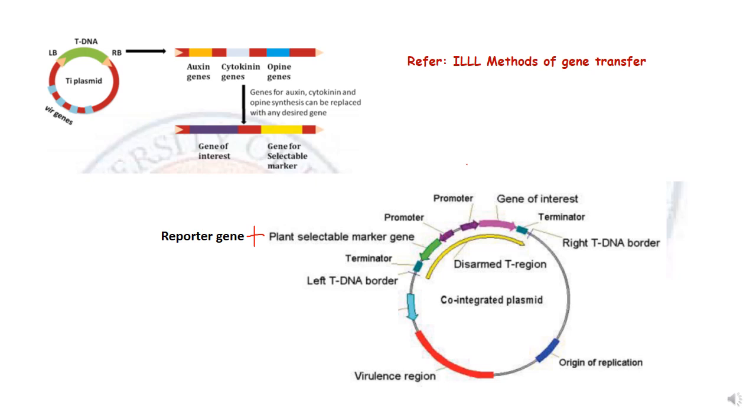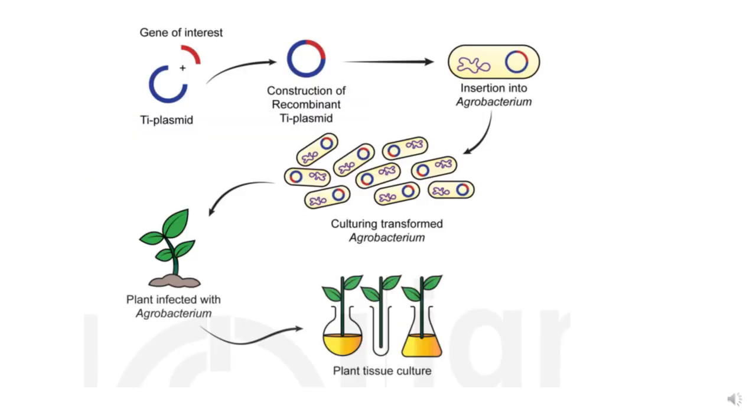So now this is an engineered plasmid having the foreign gene of interest. The foreign gene of interest can be any gene like a disease resistance gene, virus resistance gene, abiotic stress tolerance gene, any gene, Bt gene. It will be transferred to the plant cell artificially by co-cultivation with this genetically engineered Agrobacterium Ti plasmid. So this is how the mechanism of gene transfer takes place in the tissue culture lab.